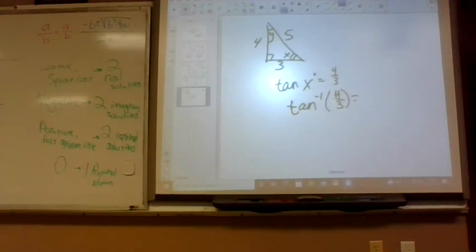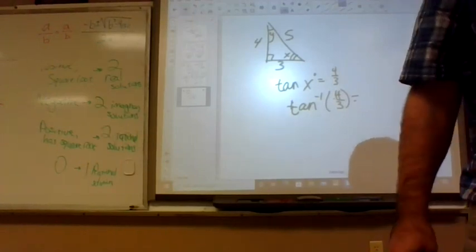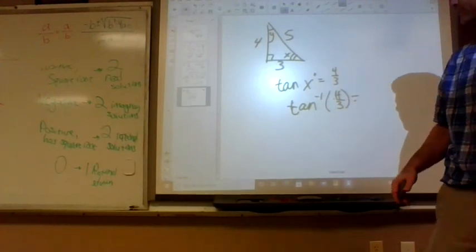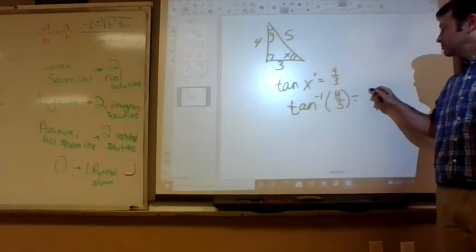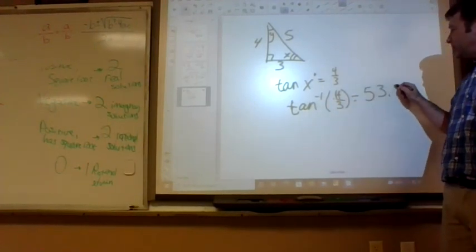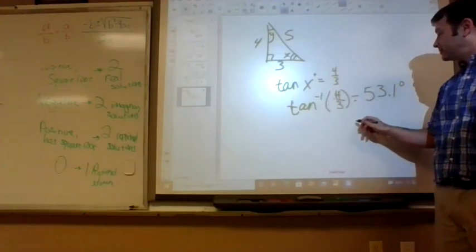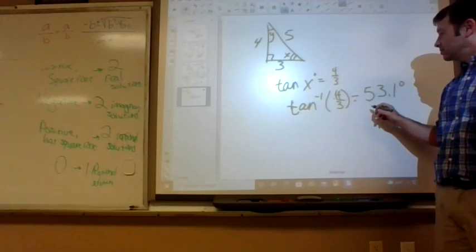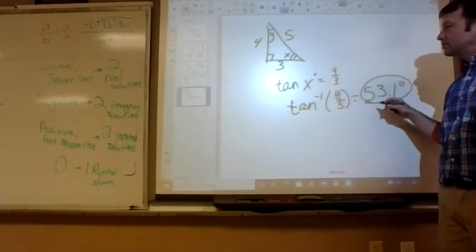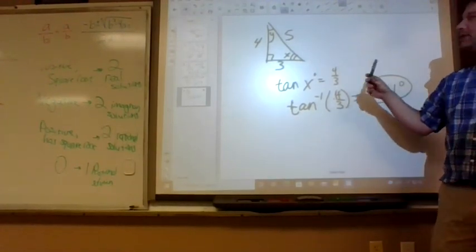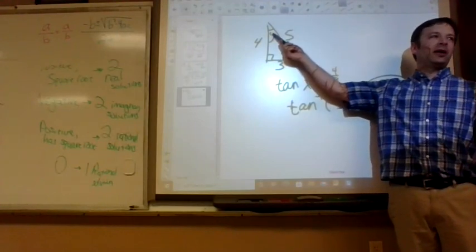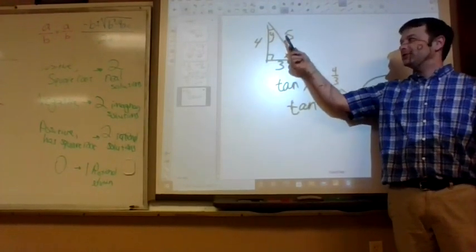It says rounded to 1/10 of a degree. Did you guys get it already? I got 53.1. You guys agree? Okay, there's a bunch of ways we can find the y angle. It's 53.1. Good job, Zach. We could do the same thing with y, tangent inverse of 3/4.